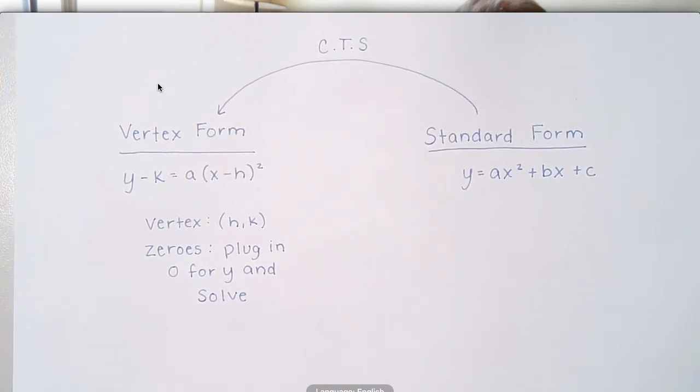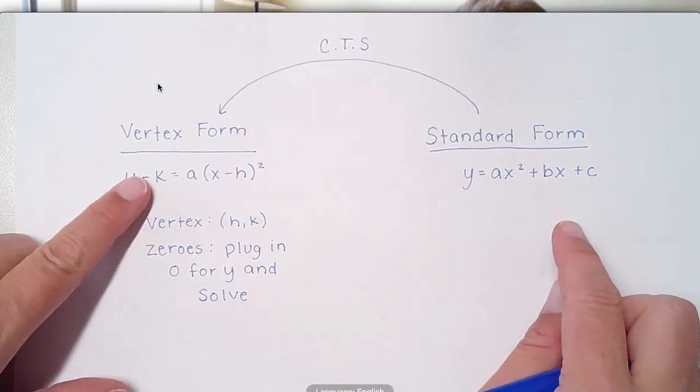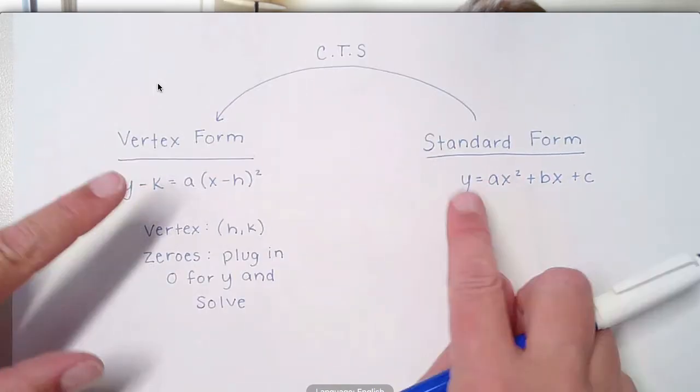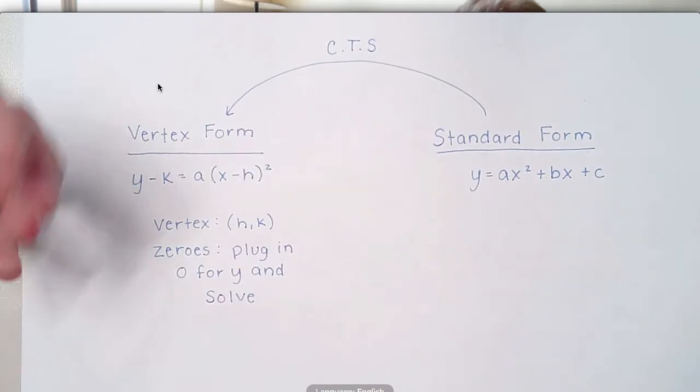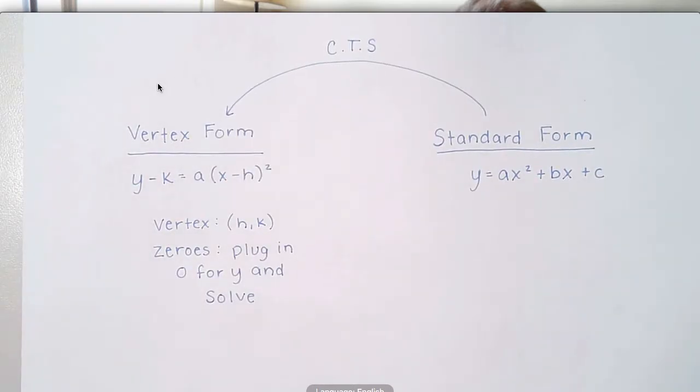So I want you to be able to work with equations in this form, I want you to be able to work with equations in this form, and I want you to be able to switch back and forth if you feel like one thing would be easier in one form than the other, okay?